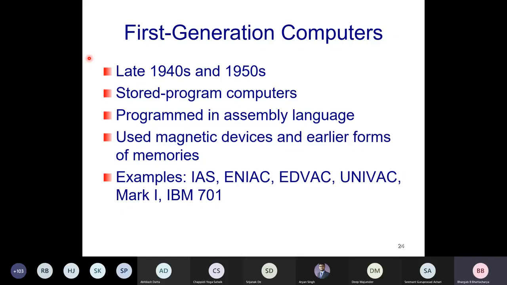As far as memory is concerned, people used magnetic devices, because semiconductor memory was not available at that time. Typical examples of first generation computers are IAS, the Institute for Advanced Study in Princeton, ENIAC, which we have already seen, EDVAC, the Electronic Discrete Variable Automatic Computer, UNIVAC, the Universal Automatic Computer, Mark 1, IBM 701, and so on. These are called the first generation of computers.